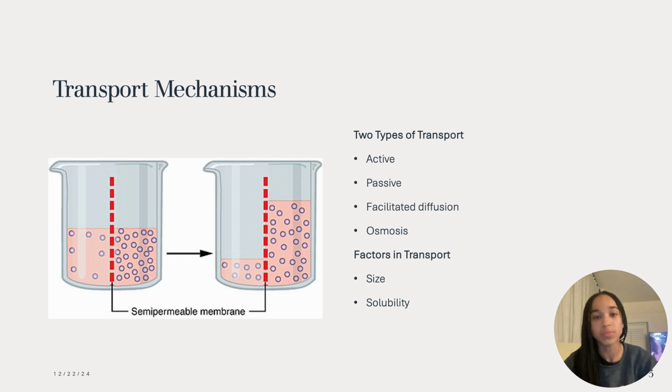So in order for these molecules to transport, there are two factors that are very important, and those factors are size and solubility. So in comparison to size, smaller molecules are easier to diffuse across the membrane than larger molecules. And when talking about solubility, there are specific molecules that have an easier time crossing the membrane, like lipid-soluble molecules. Examples of lipid-soluble molecules are vitamins A, D, K, and E. These types of molecules pass easier across the membrane and make it easier for them to transport.